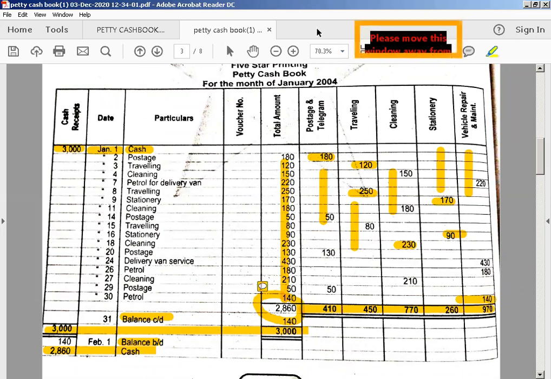Now, yes, after recording all the transactions and closing of the accounts, we should move towards the journal of the petty cash book. So we have three journals of the petty cash book, three ways of recording this petty cash fund. It is very much easy.